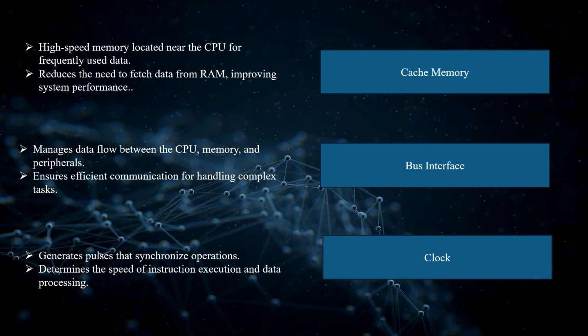Cache memory stores data that the CPU uses frequently so it can work faster. The bus interface is like a communication highway moving data between the CPU, memory, and other components. The clock keeps everything running on time by sending regular timing signals.